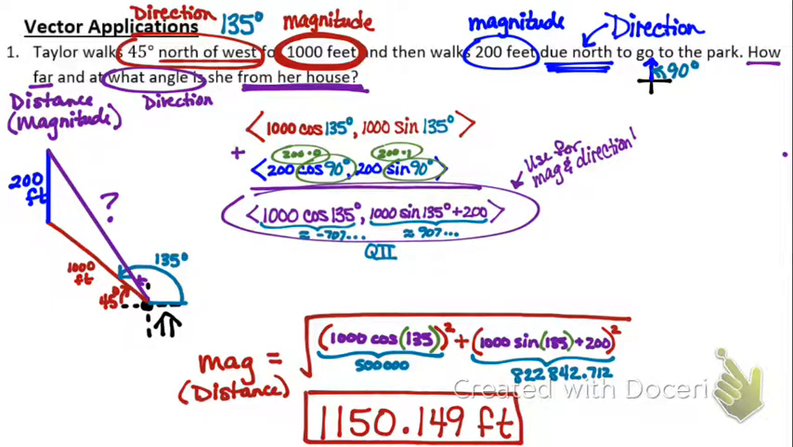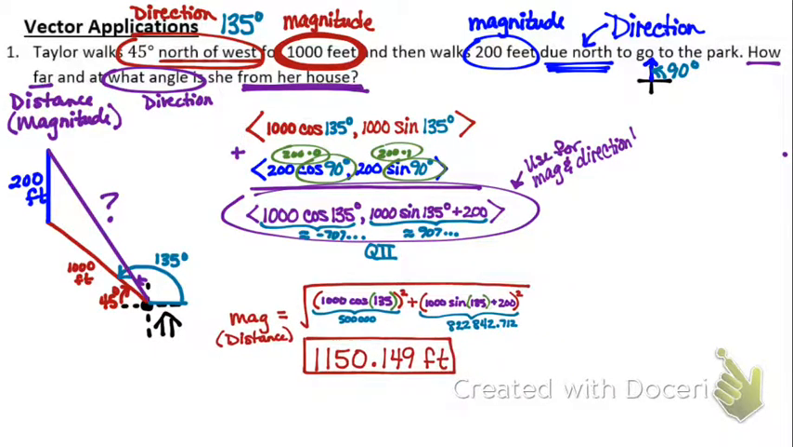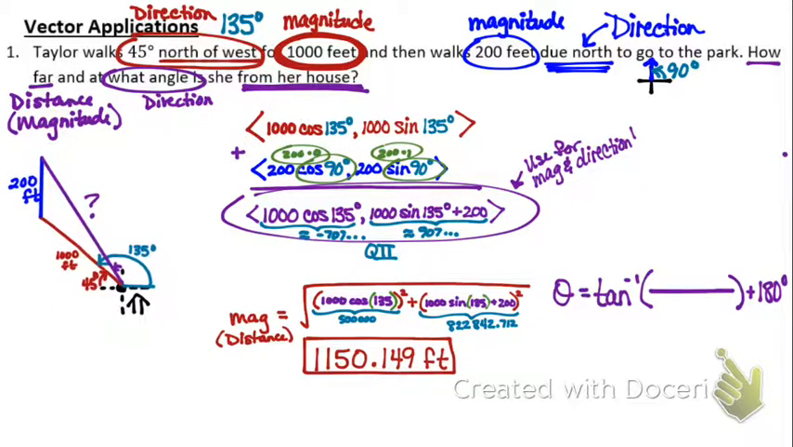What do I still need? Still need direction. What do we use to find direction? Inverse tangent, yes. Do we need to add 180 onto the end of this one? Yes, why? Because it's in the second quadrant. So theta is equal to inverse tangent y over x, right? What is the y component of my vector? Yes, 1,000 sine 135 plus 200. That all goes up in my numerator.